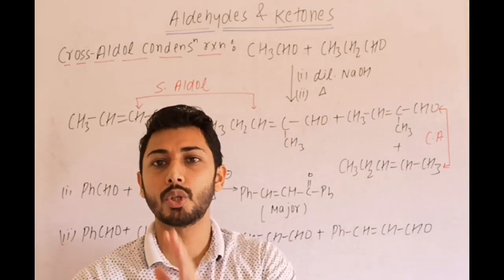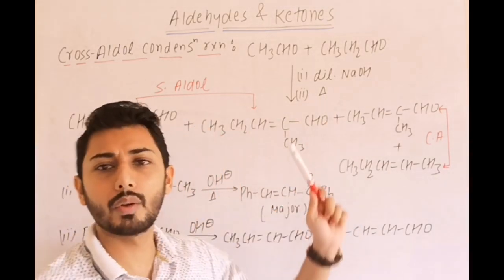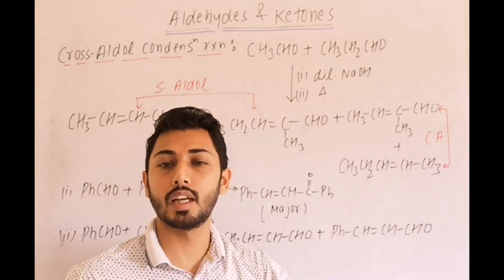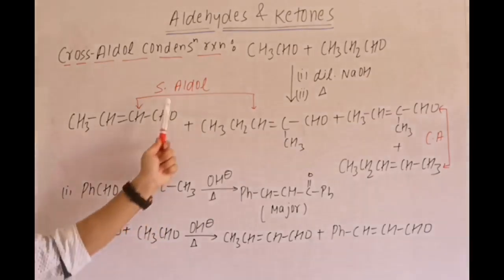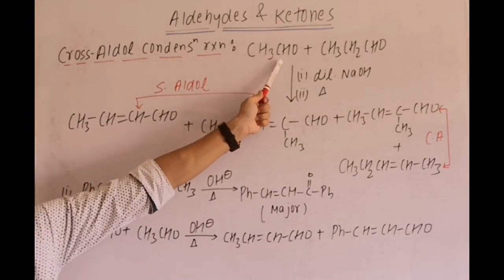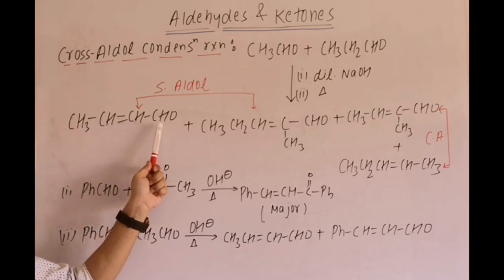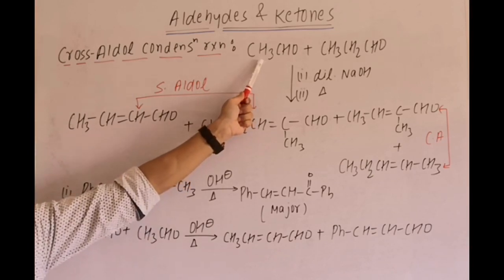After that, the elimination reaction takes place. But here I have already given heating, so you can directly mention the alpha beta unsaturated product, that is, the dehydrated product. Now, self-aldol products: if it reacts with itself, CH3CH=CH-CHO, it is the self-aldol product from acetaldehyde.